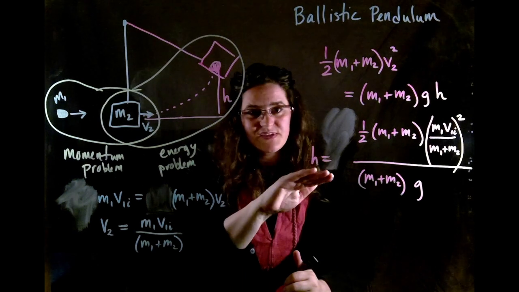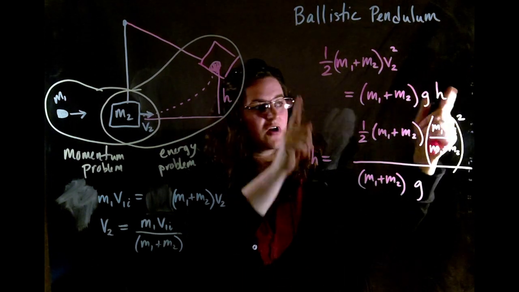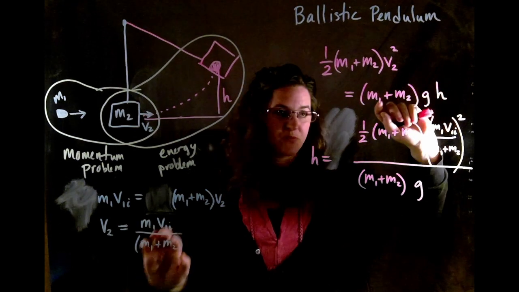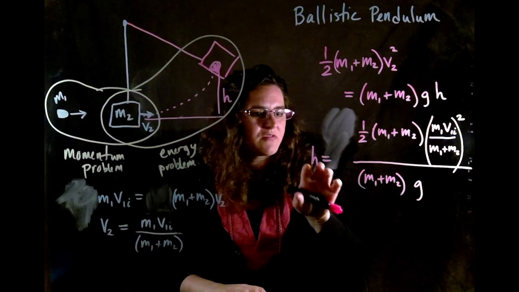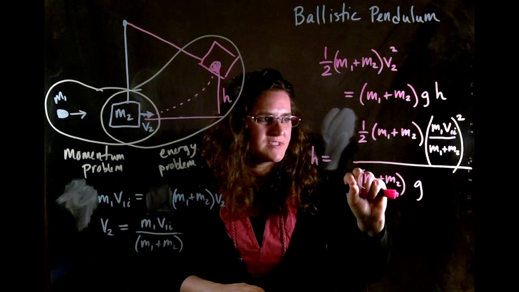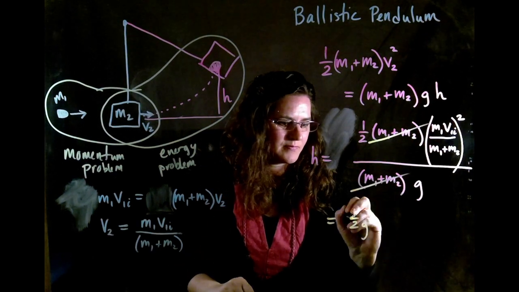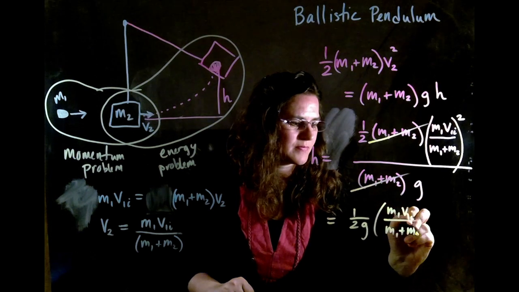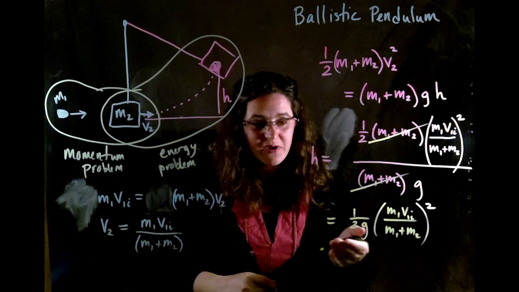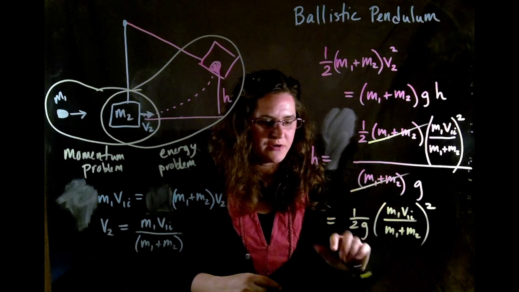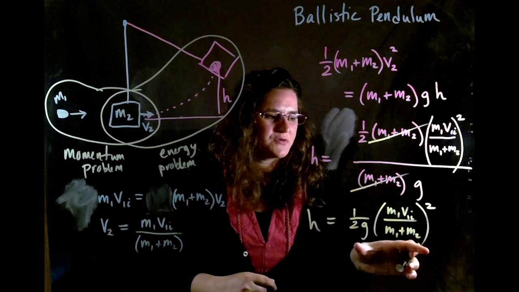I have solved this equation for h, and I have also put in v2, which I solved for down here with my momentum conservation problem. So now I've got the height is equal to all of this stuff. Now I can cancel things out. So now I've rewritten this problem without the things that I canceled out. So now h is equal to this function here.